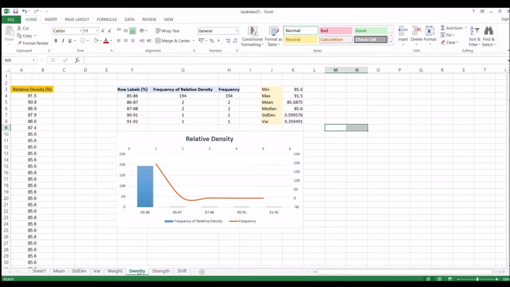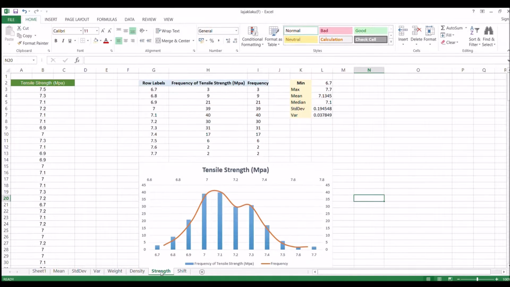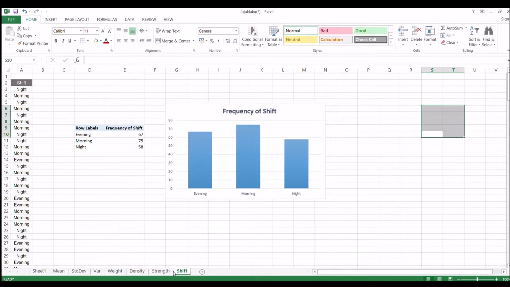Next is the percentage of the relative density. From the graph, we know that the percentage of relative density of the pill is 85% and above, with the most frequent it produced being 85% to 86%. Another characteristic that we observe is the tensile strength. The most frequent tensile strength of the pill produced is 7.1 megapascal. Lastly, we know that the most produced pill is in the morning shift.